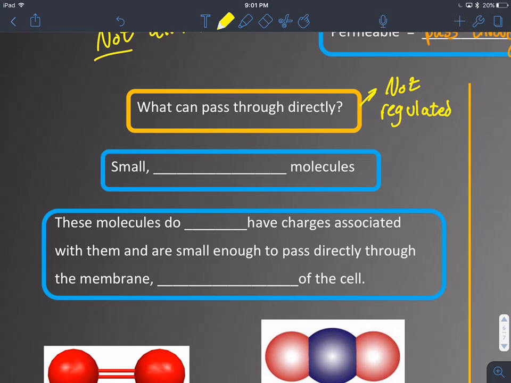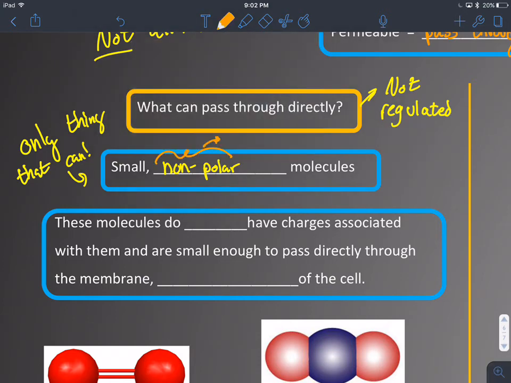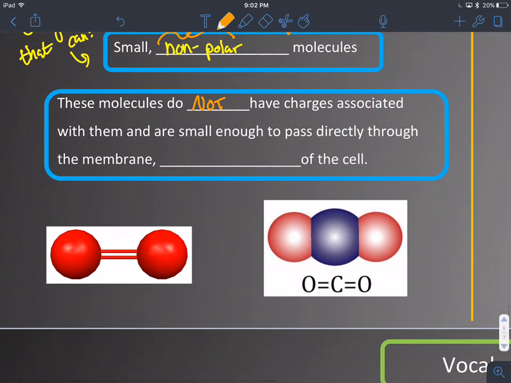The only thing that is able to do this are small nonpolar molecules. And remember, nonpolar means not charged. These molecules do not have charges associated with them, and their size is so small that they can pass right through the membrane, directly through the cell.